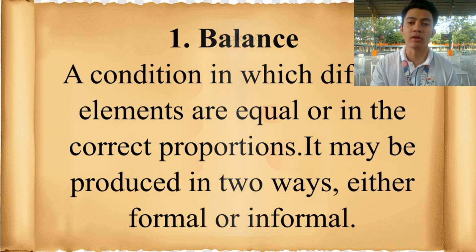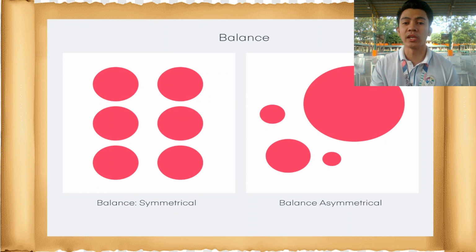We have two types of balance, no? Symmetrical or formal, asymmetrical or informal. When we say symmetrical, it can be described as having equal weight on equal sides.